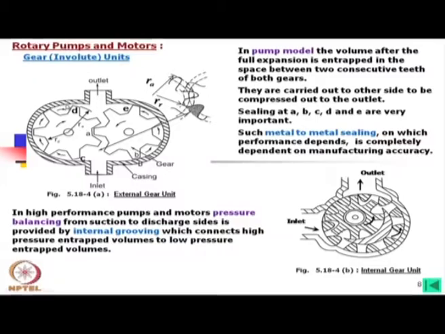An internal groove is made from here. Look at this, from here, and it is connected to that zone. That means whatever pressure is here, through this it is being connected here, and again another groove can be provided here and it is connected here. Usually you will find two sets of grooves on each side provided for the pressure balancing. In case of internal gear, it is also possible by grooving, but you will find mostly the external tooth gear pumps or motors are used. These are seldom used.